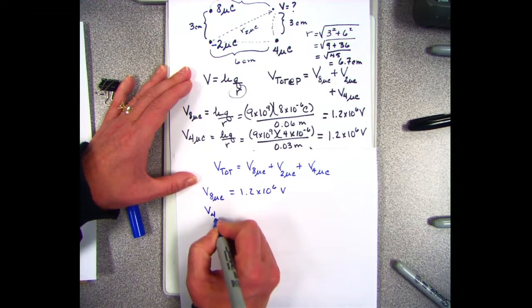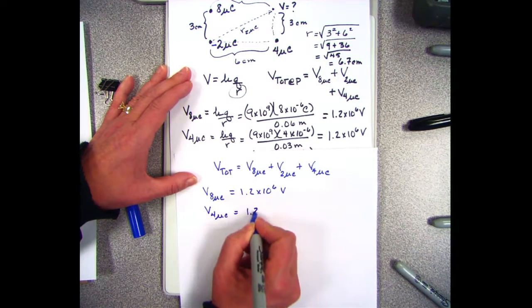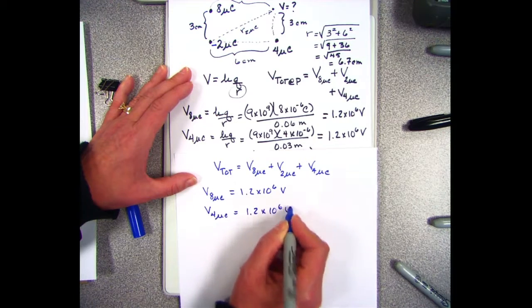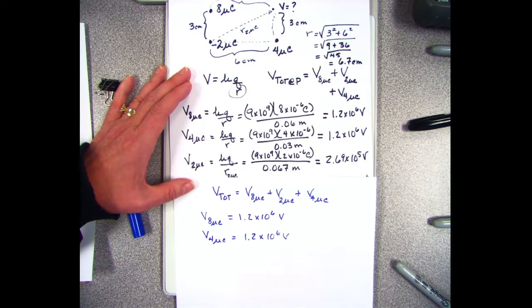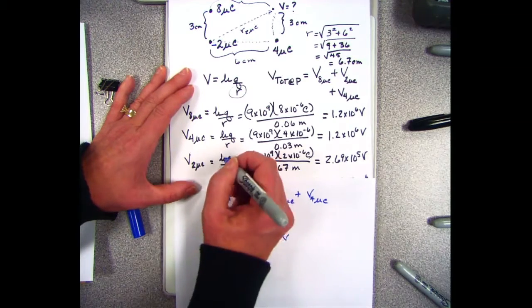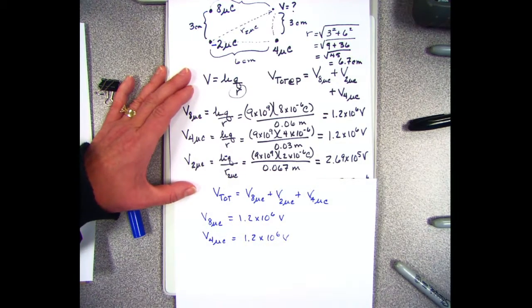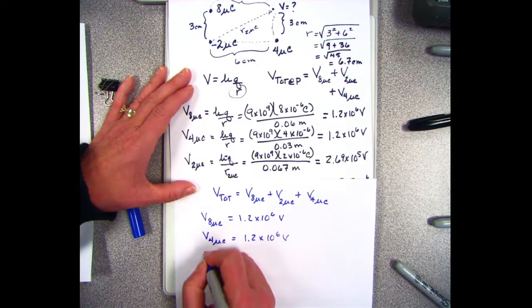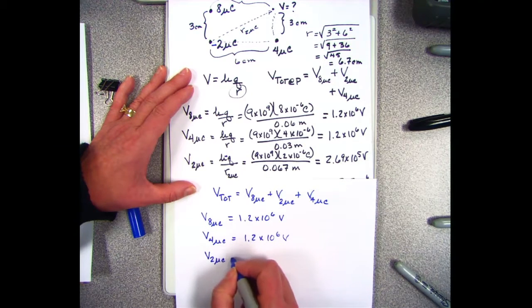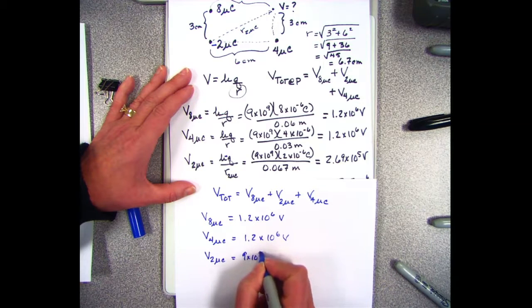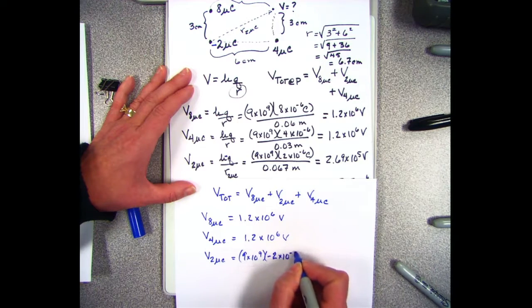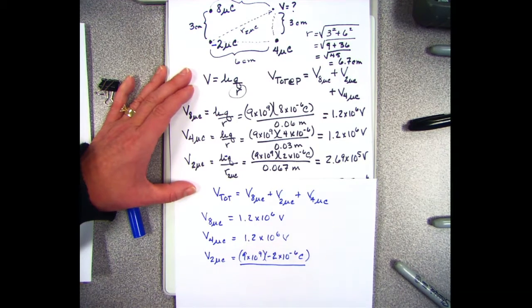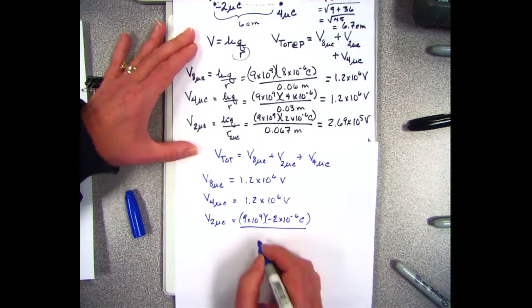So I haven't changed anything there, but I did change this one, and I changed it by making that a negative charge. So this is going to be the 2 microcoulombs. It's going to be my 9 times 10 to the 9th, times minus 2 times 10 to the minus 6 coulombs. I'm still the same distance away, so I get my 0.067 meters, and that's going to give me a negative 2.69 times 10 to the 5th volts.